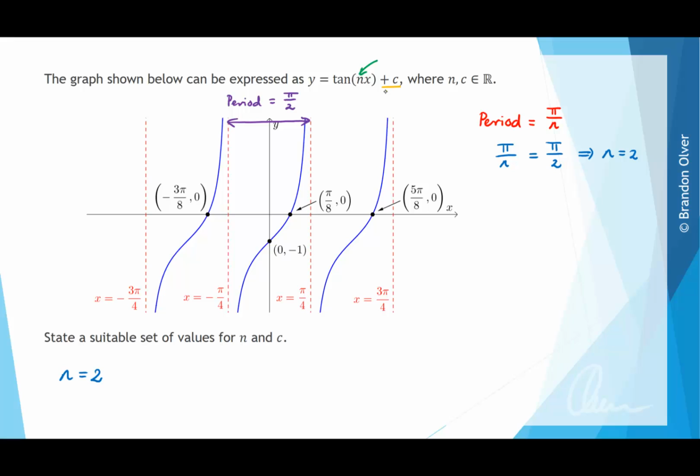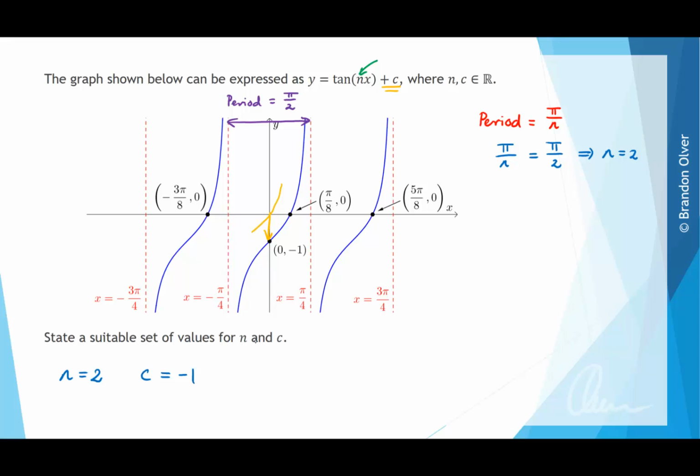Next, this position C is in the position of a translation of a graph. And for the standard graph y equals tan of x, its point of inflection goes through the origin. So what's happened is it's been moved down 1 unit. So that means that c equals -1 will result in that translation that we want to occur.